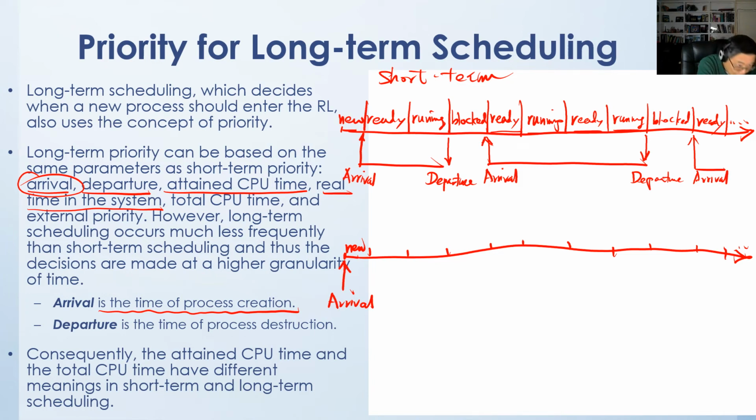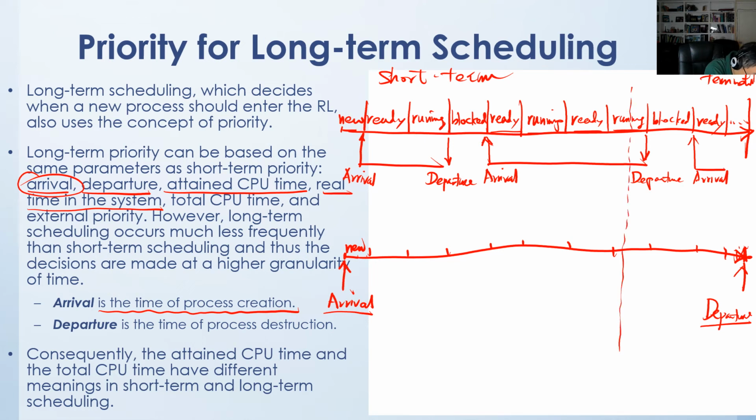Okay, let's say the process is terminated here. So that's the time when the process is terminated, that's the departure time for long-term scheduling. So for long-term scheduling, there's only one arrival time and then one departure time. That's the time when a new process is created, that's the arrival time. And at the time when the process is terminated, that's the departure time. Okay, that's the differences.